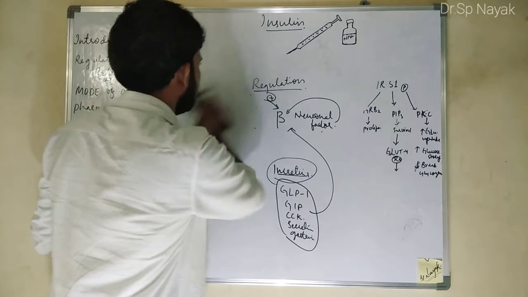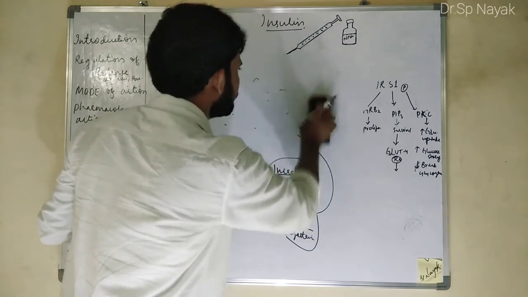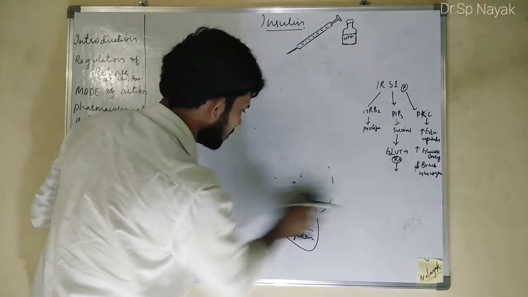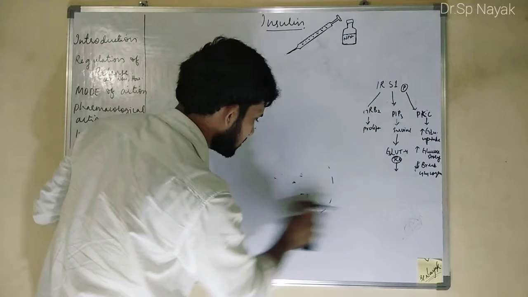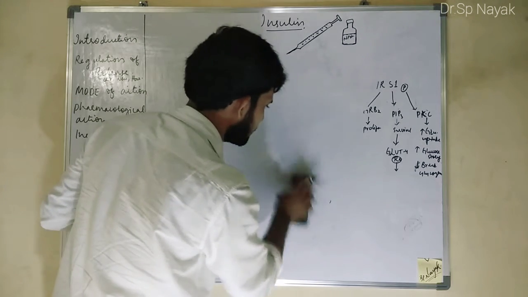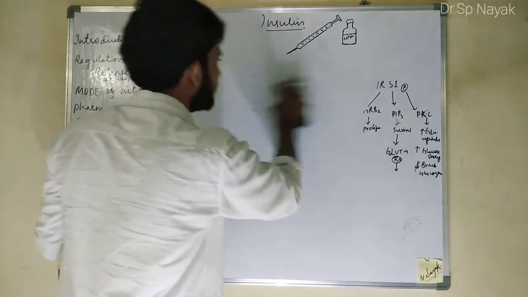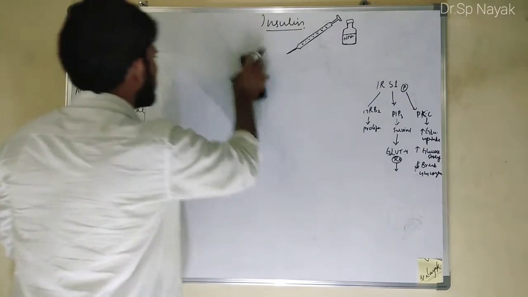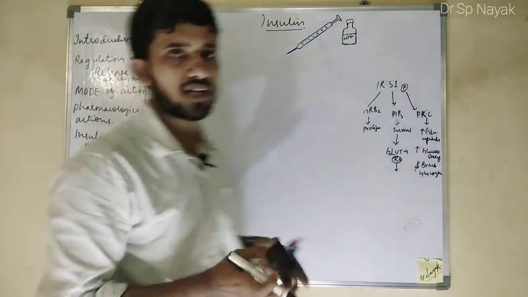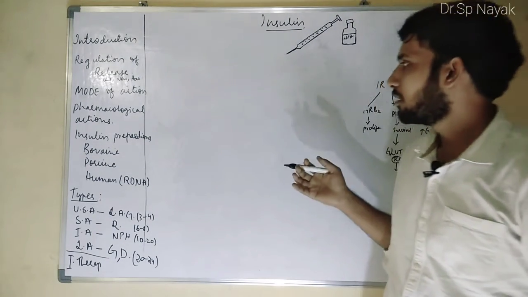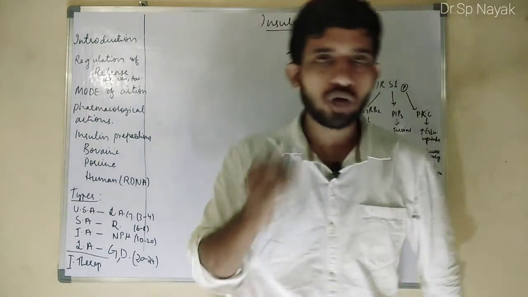Now let us see what is the mode of action of insulin. Because of all these factors, insulin is secreted from beta cells, and insulin synthesis has a huge mechanism. Anyways, we will not discuss the internal mechanism of how insulin is getting secreted from the beta cells. Now we will see the mode of action.